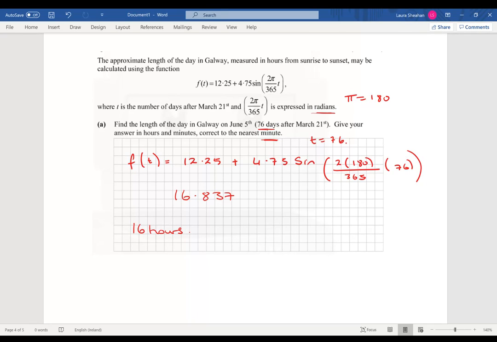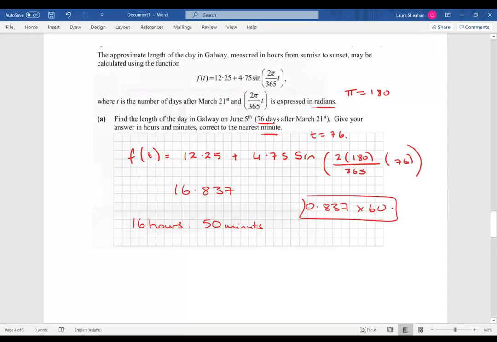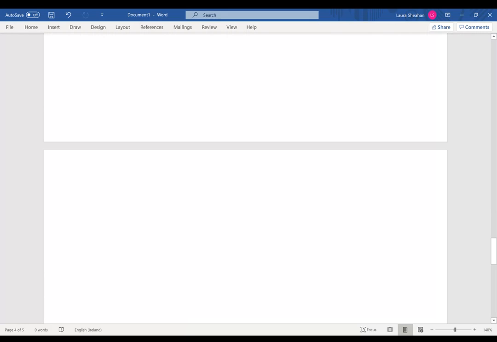Okay, and then you want to put the decimal part of that, 0.83726, whatever else was after it, and multiply that part by 60, and that will give you the amount of minutes. To the nearest minute, it is 50 minutes. So simply say 0.837 times 60, because it's that fraction of an hour. Okay, 16 hours, 50 minutes.